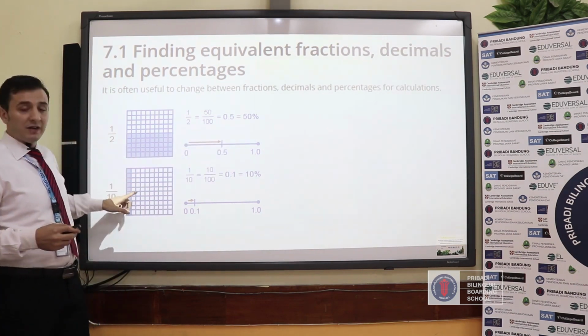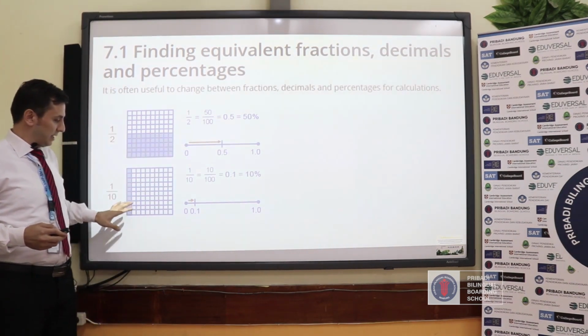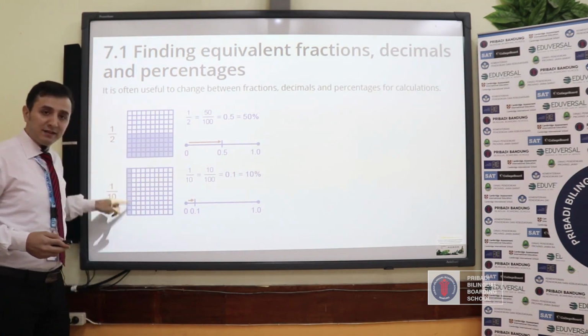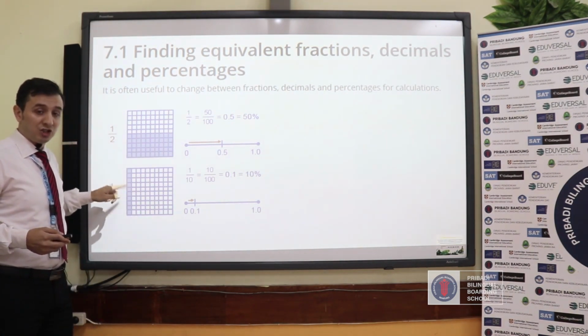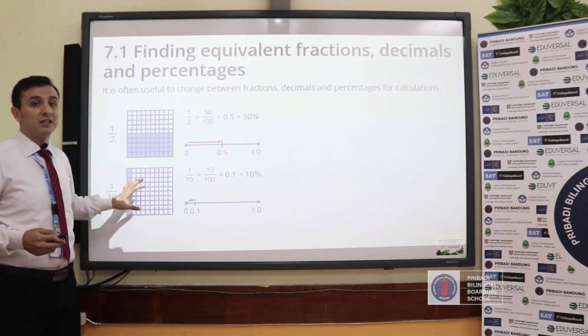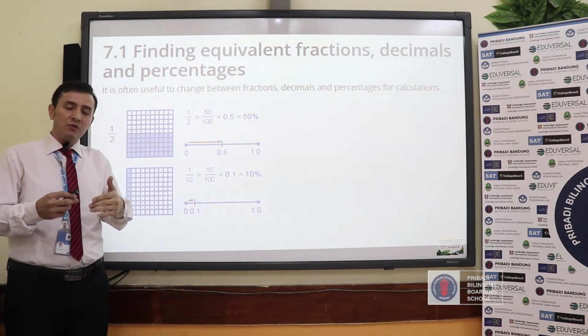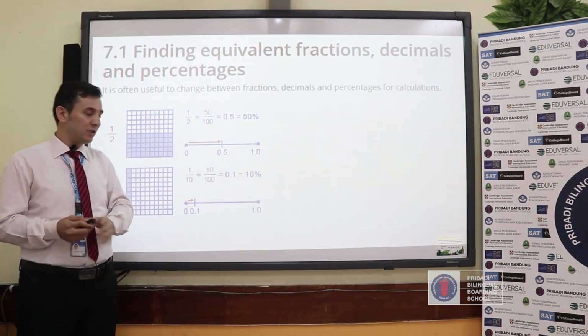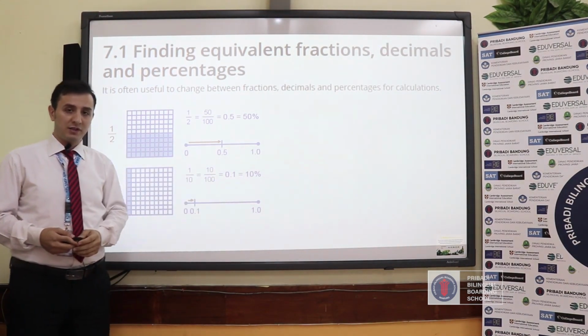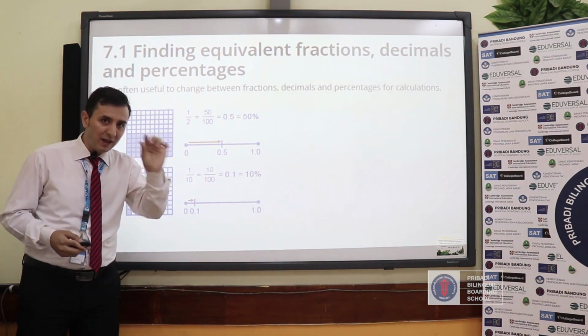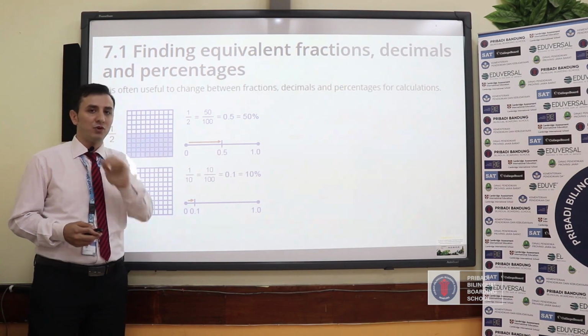Here we have another example, which is 1 over 10. Why is it 1 over 10? Because only 10 of the squares are shaded out of the 100 squares. So it is illustrated by 1 over 10. If you want to write it as a percentage, you write 10%, because out of 100, only 10 of them are shaded. So it means 10%.